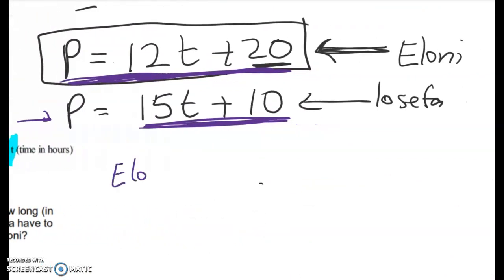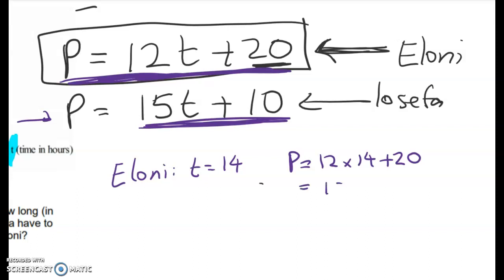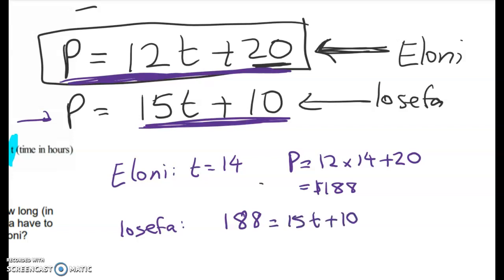So when t is equal to 14, he earns 12 times 14 plus 20, so that's $188. So how long does Josefa take to earn that much money? Well, we now take 188 and we have to solve for the value of t. So that gives us 178 is equal to 15t. T is equal to 178 divided by 15.